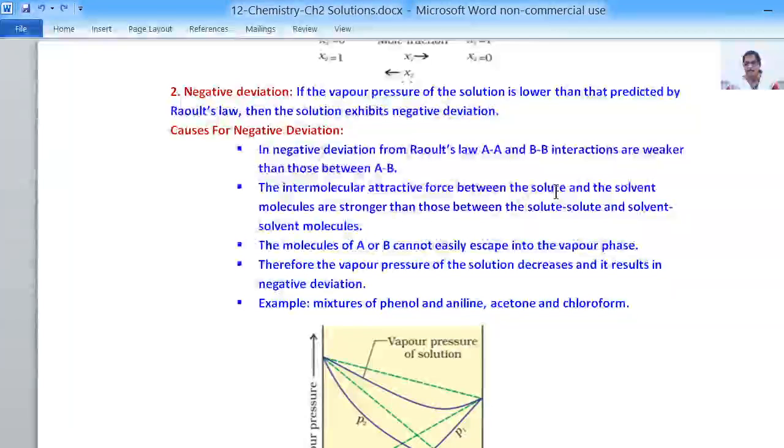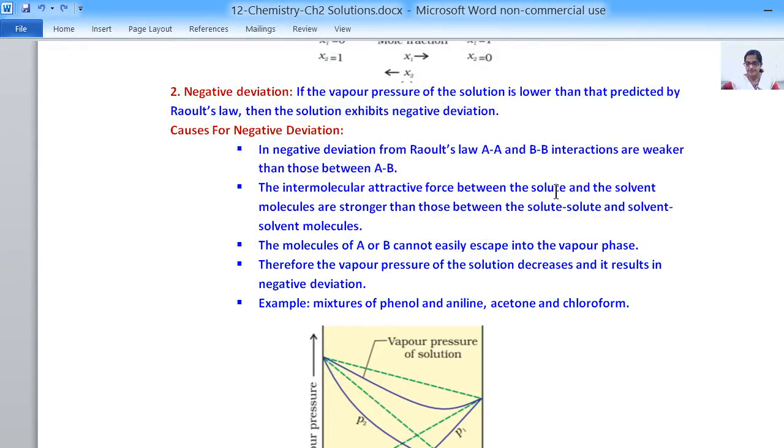Likewise is acetone and chloroform. In acetone and chloroform, there is a very strong intermolecular hydrogen bonding between the oxygen atom of acetone and the hydrogen atom of chloroform. Chloroform is CHCl3, the formula of chloroform. So there is a very strong intermolecular hydrogen bonding between acetone and chloroform, and as a result, neither acetone nor chloroform has the tendency to escape into the vapor phase, and so the vapor pressure will be much lower than predicted by Raoult's law.